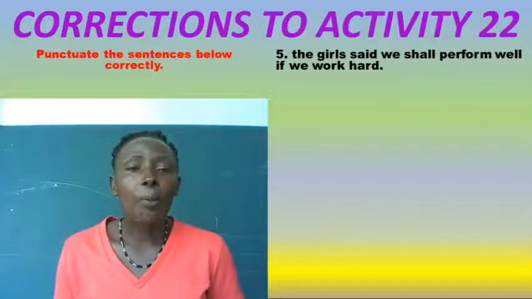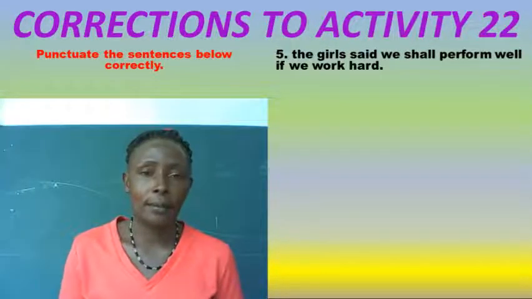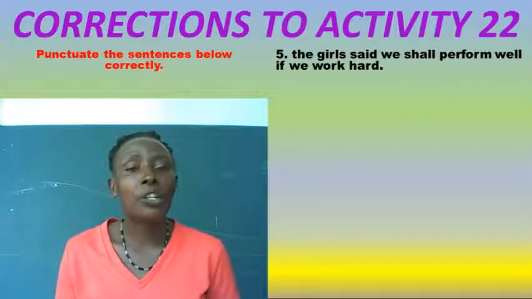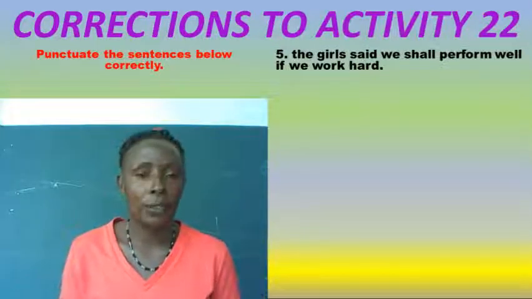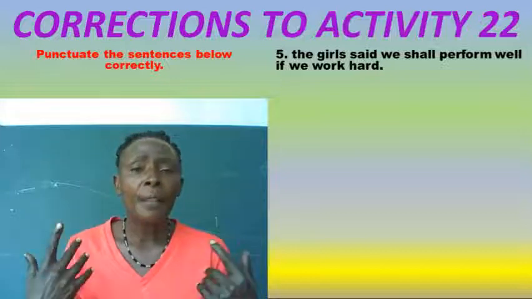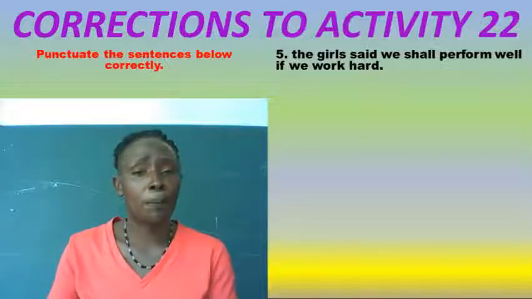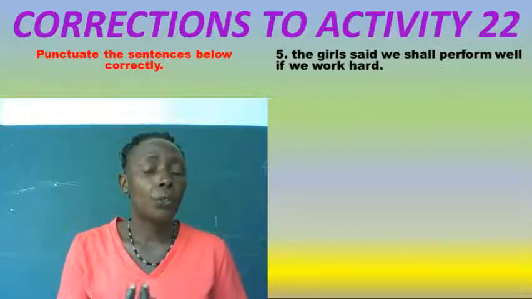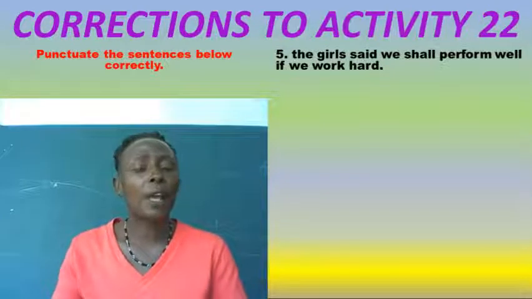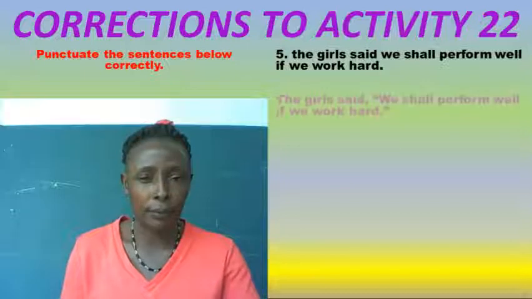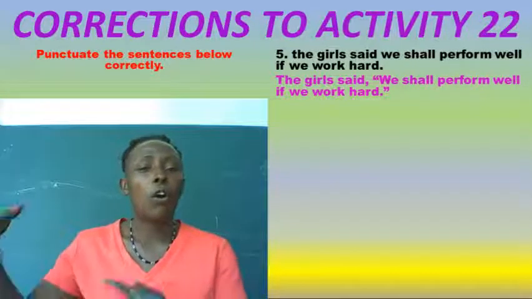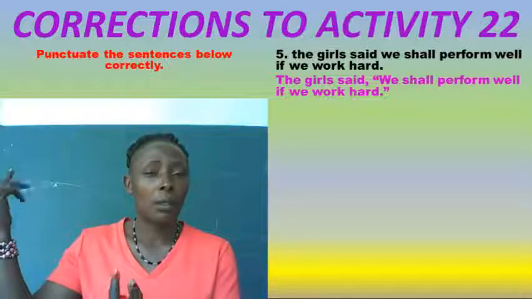The girl said we shall perform well if we work hard. The statement is in affirmative. The girl said we shall perform well if we work hard. So we want to punctuate it. This sentence begins with the speech tag and ends with the actual words of the speaker. So if we are to begin with the speech tag, we write our speech tag. After the word said, you put a comma, open the quote.